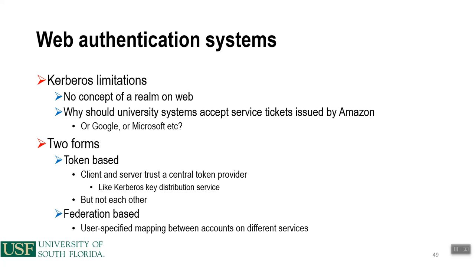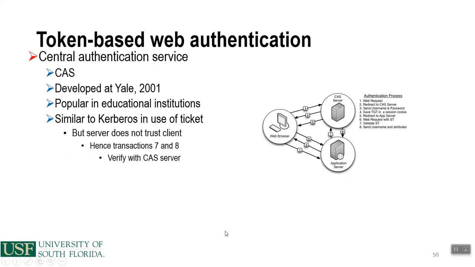With these particular limitations, there are other forms of web authentication. There are two forms. There's what's called token-based and federation-based. Token-based is that the client and server trust a central token provider. So it's like the Kerberos key distribution service, but they don't trust each other. Federation-based would be user-specified mappings between accounts on different services.